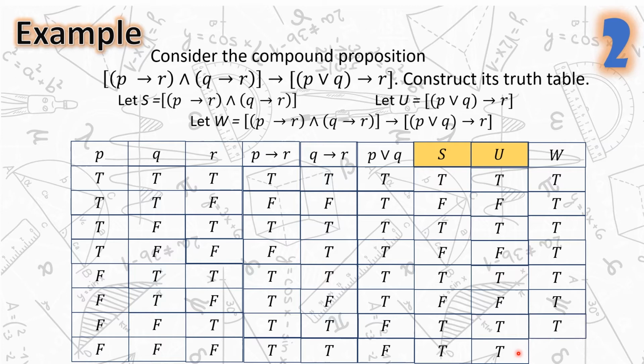So in all rows, the compound proposition is true. That means for any combination of the truth values for propositions P, Q, and R, the compound proposition, if P implies R and Q implies R, then P or Q implies R, is true.